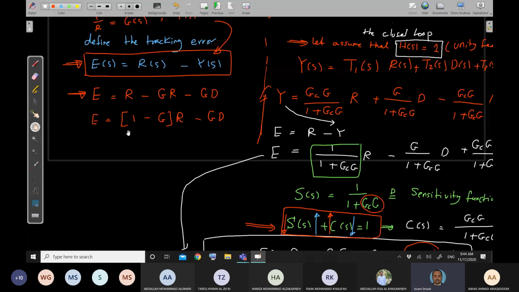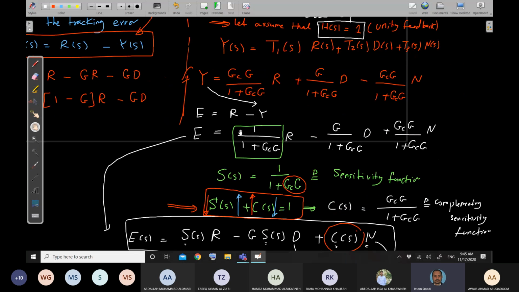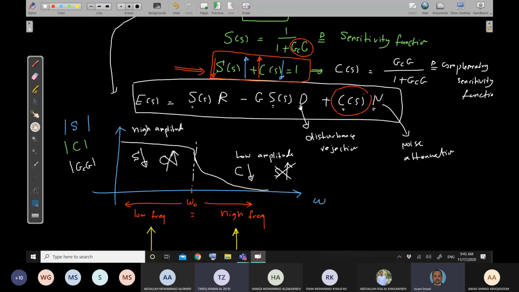Whatever you are doing, you cannot reject the disturbance. The disturbance already appears here. So whatever you are doing, you cannot reject, suppress, eliminate or reduce the effect of the disturbance. But in the closed loop, simply using feedback, I can not only reject the disturbance, but also attenuate the noise. Good.